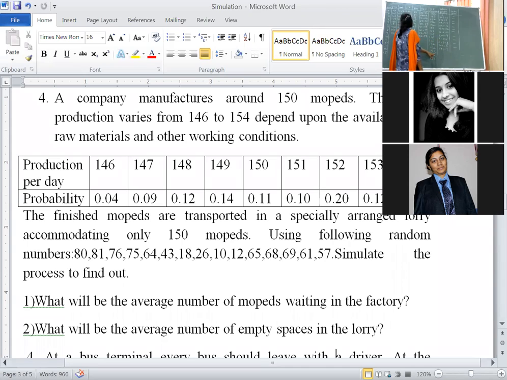Again, the other day, that is 13th day, also 2 extra. 7 plus 2, 9. Again, 14th day, 2 extra. 9 plus 2, 11. The last day, that is 15th day, 1 is extra. 11 plus 1 is equal to 12. There are no empty spaces. That means it is 0. Then if you add these values, you will get 123.